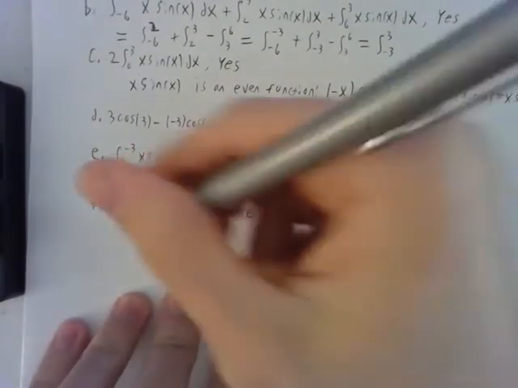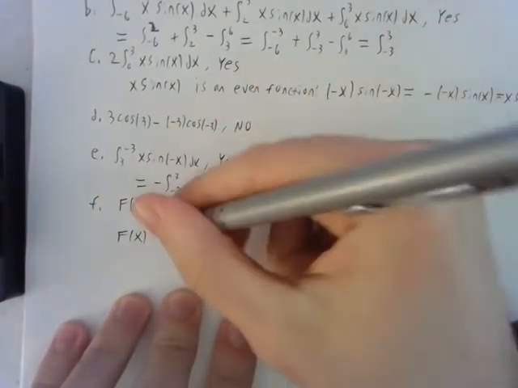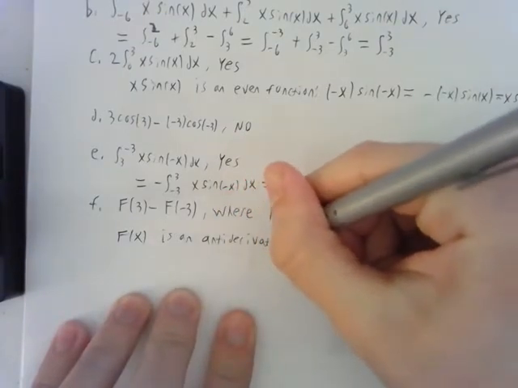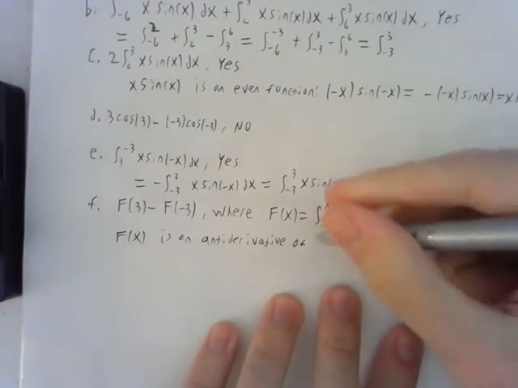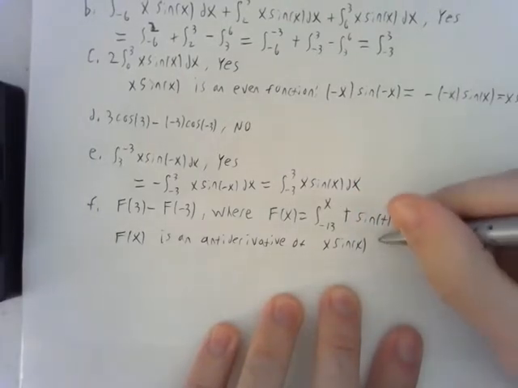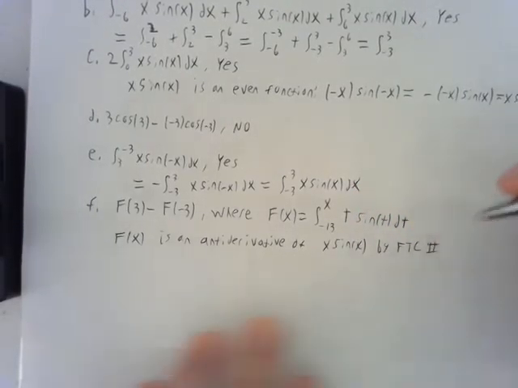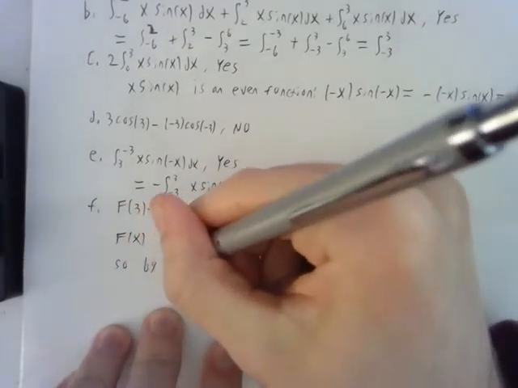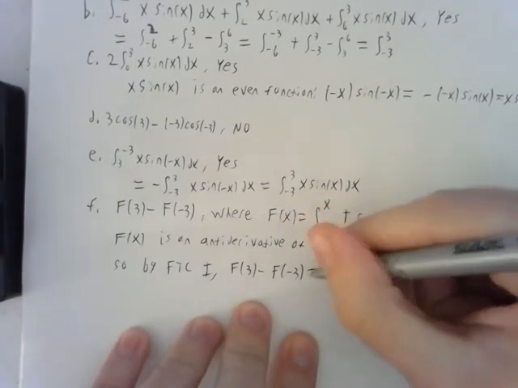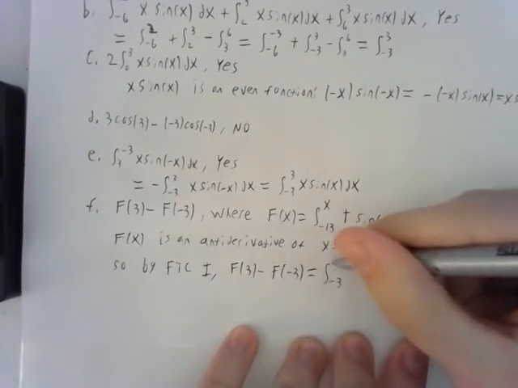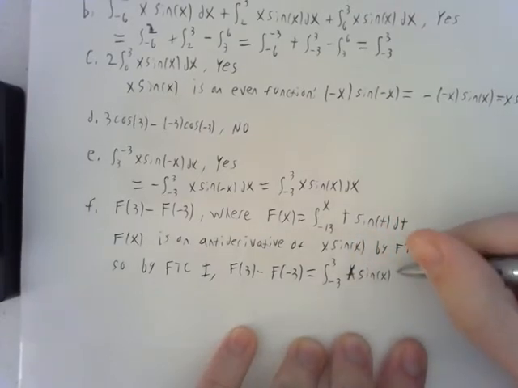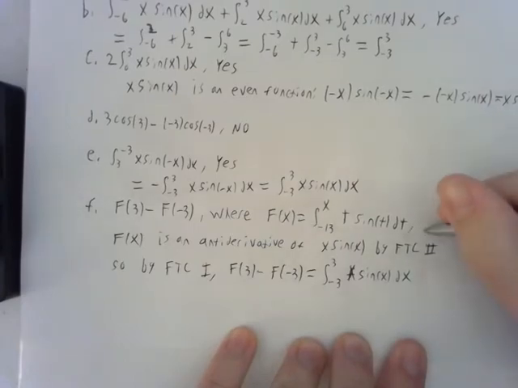Then lastly, we have that capital F of x is an antiderivative of x sine of x, and this is by FTC2. So by FTC1, we have that F of 3 minus F of negative 3 is the same as the integral -3 to 3 of x sine of x dx, as we wanted. So this one is also equivalent.